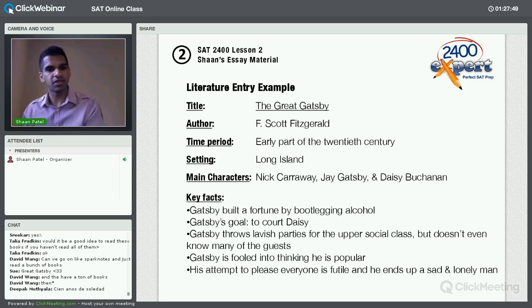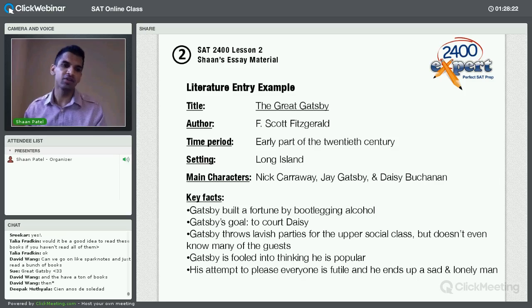You want to know where the book or the current event was taking place. In this case, Great Gatsby was in Long Island. You want to know the main characters' names: Nick Carraway, Jay Gatsby, Daisy Buchanan, and you want to write down a few key facts. The key facts I wrote down for Gatsby were: Gatsby built a fortune by bootlegging alcohol. Gatsby's goal was to court Daisy. He threw lavish parties for the upper social class, but doesn't even know many of the guests. He is fooled into thinking he is popular. His attempt to please everyone is futile, and he ends up sad and lonely.